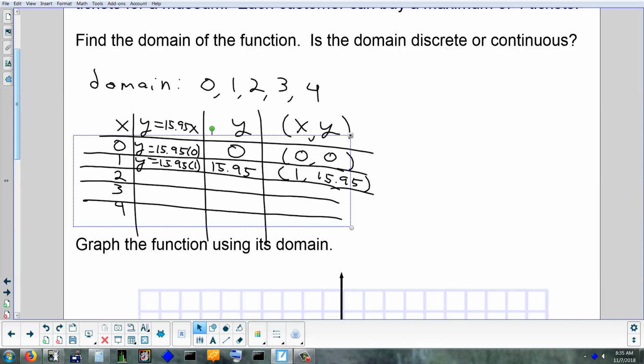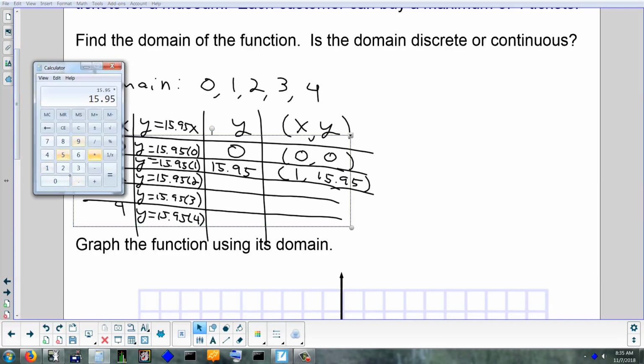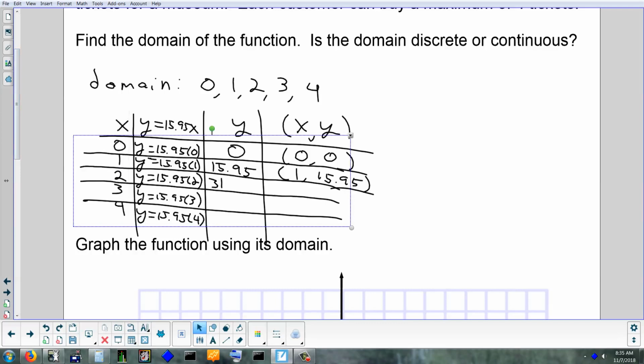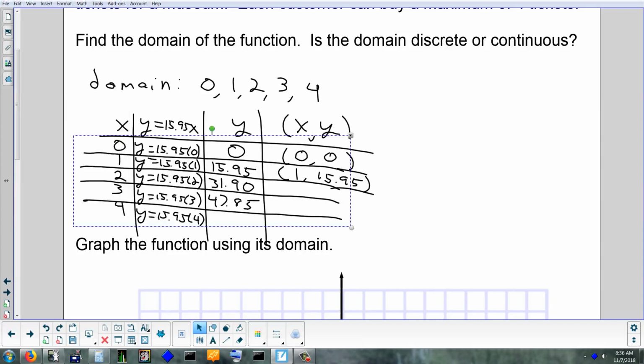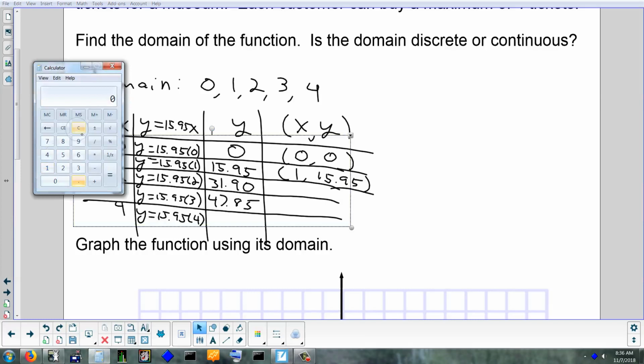The next one. What am I plugging in for x with the next one? Times 2. So I'm just going to fill these all out. Times 2. 15.95 times 3. 15.95 times 4. Let's see what we get. So 15.95 times 2 gives me 31.90. I put the 0 because it's money. Money we usually put 2 decimal places. When you look at a price tag, you'd never see a price tag that says 31.9. It would say 31.90. 15.95 times 3, 47.85. And 15.95 times 4 is 63.80.